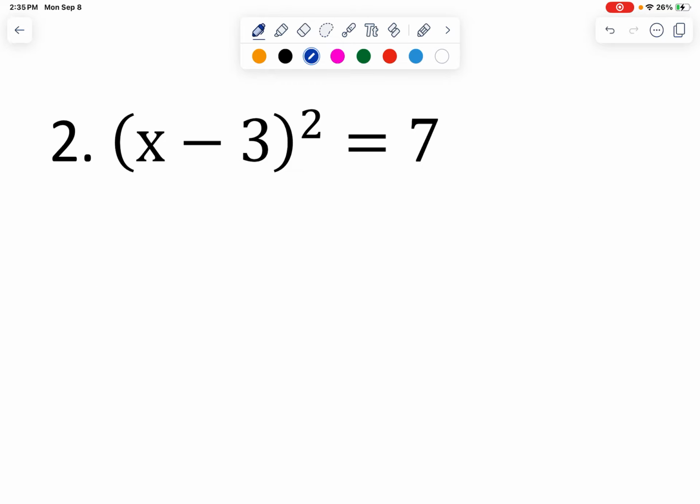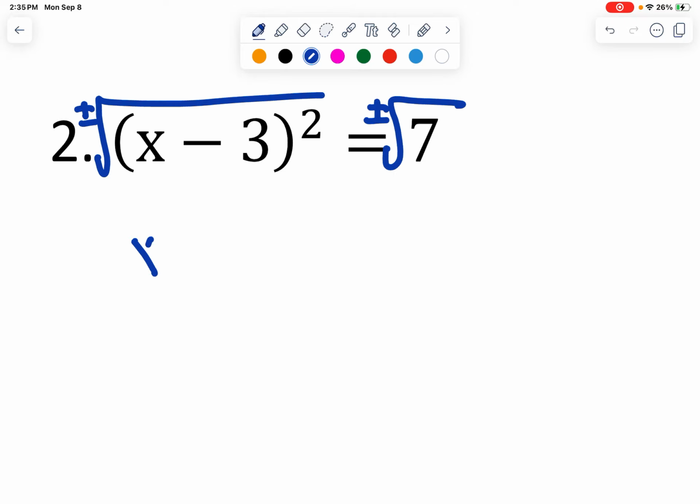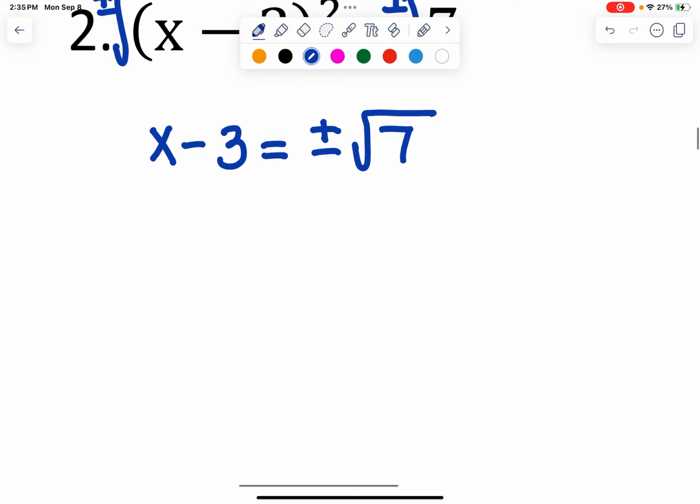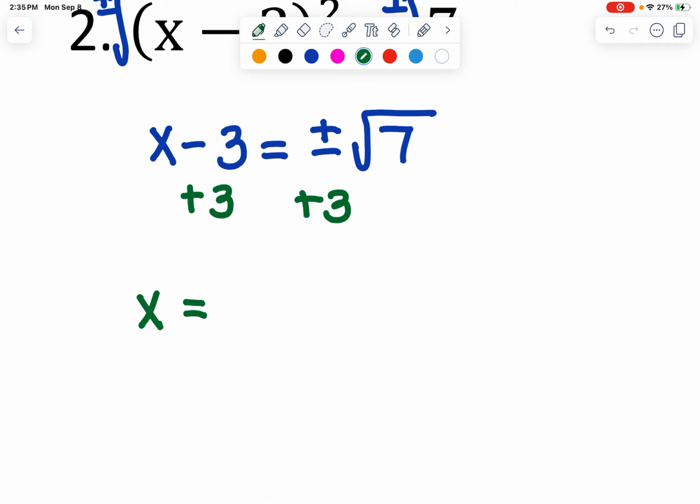I do not see an x squared and an x, so I can solve by square rooting. So unlike the other one, I need to get rid of this square before I can get inside that parentheses. So I'm going to square root first. Don't forget your plus or minus. So now I have x minus 3 is equal to positive and negative root 7. And x is still not by itself, so I'm going to add 3 to both sides. And I have x equals root 7 and 3 are not like terms, so we cannot combine them.